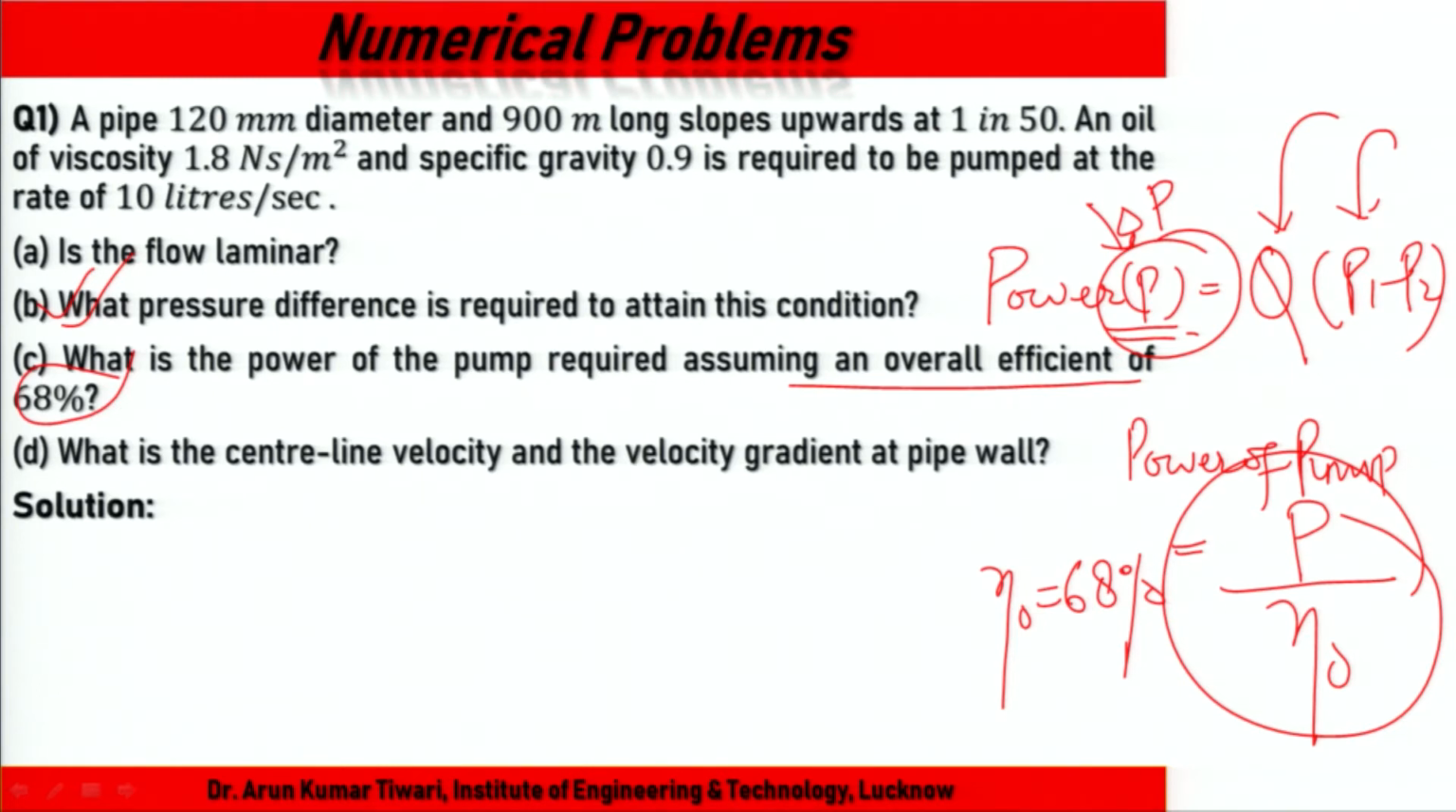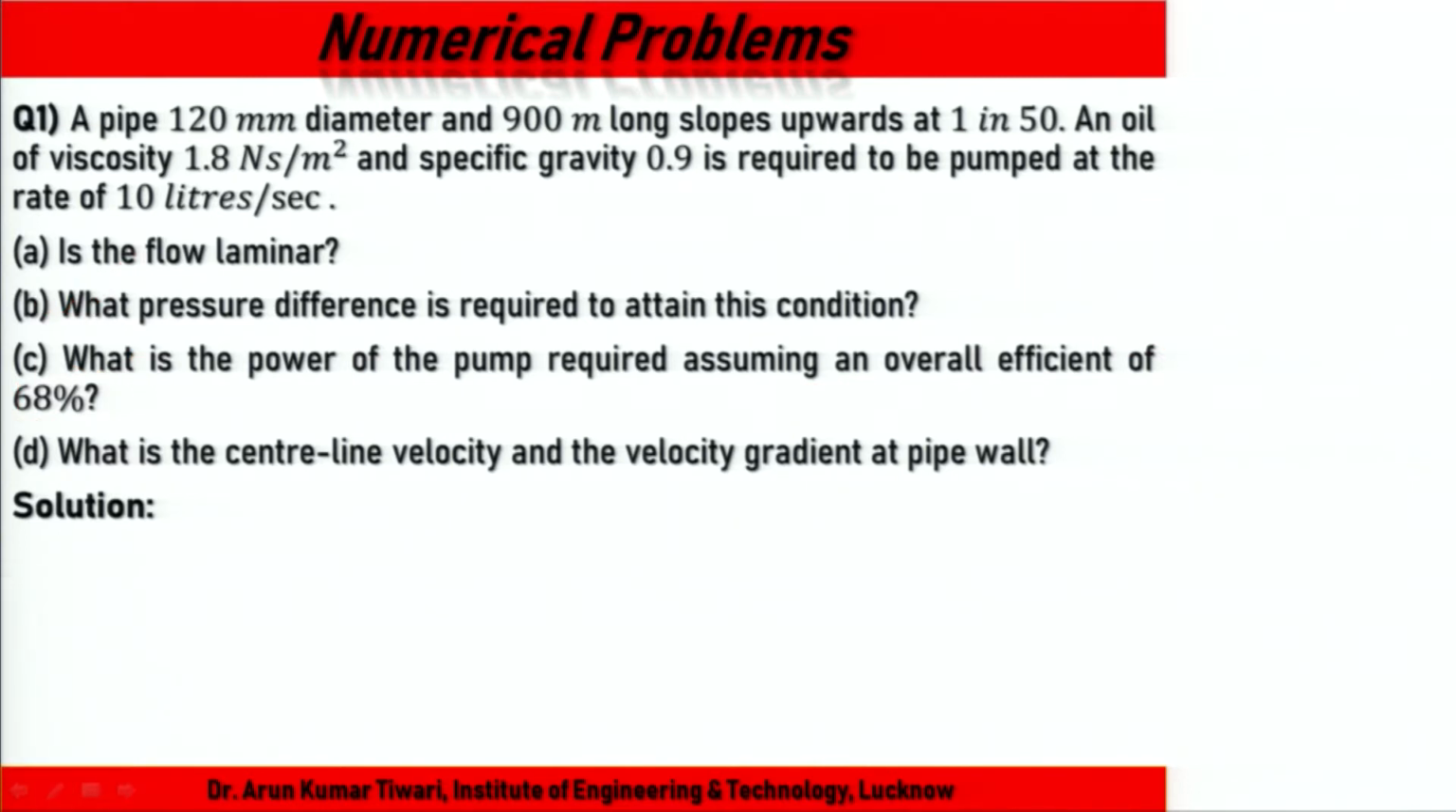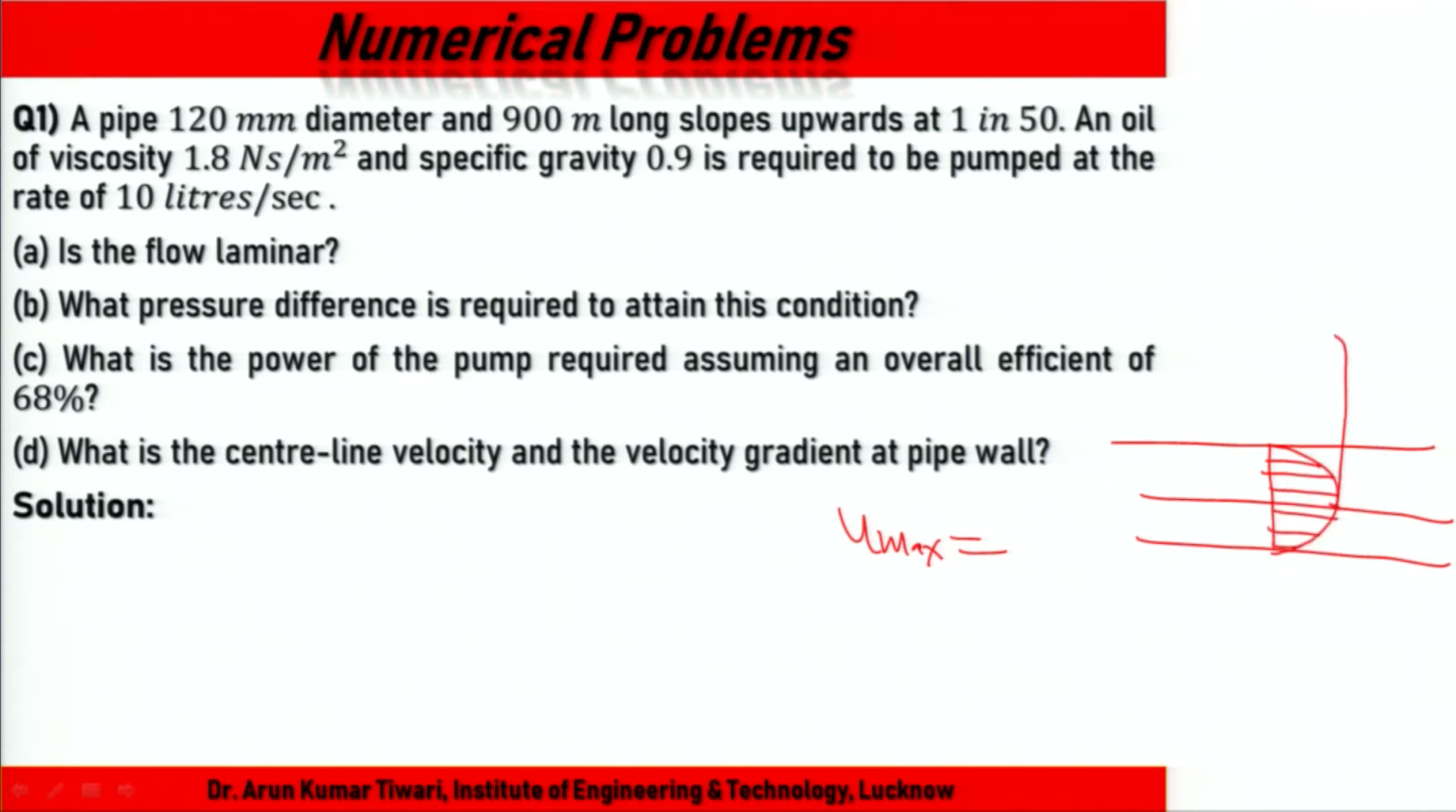How do we calculate the center line velocity? This is u max, the center line velocity in laminar flow. What does it mean? It is the maximum velocity. The velocity distribution is parabolic, and at the center line this point is the u max.